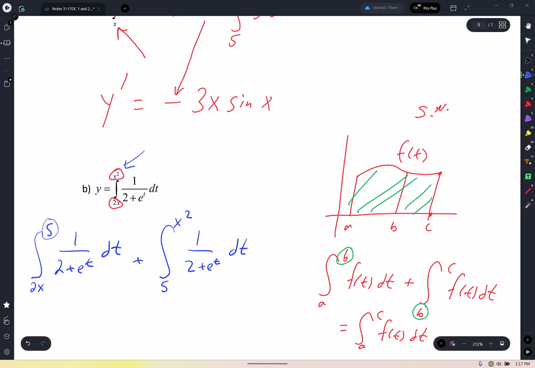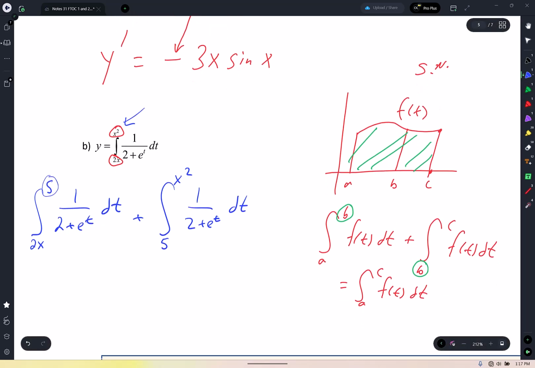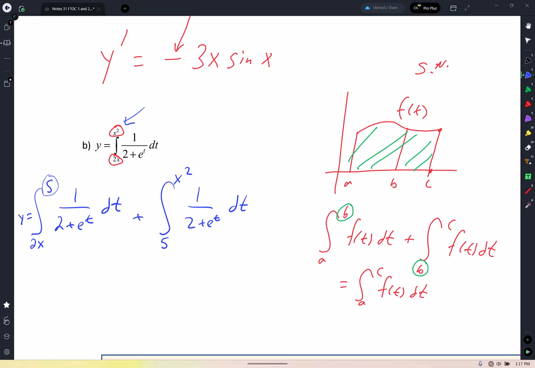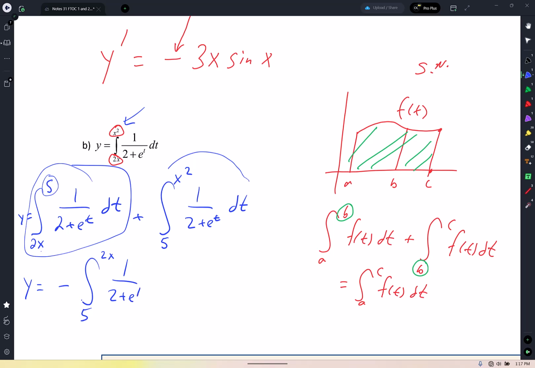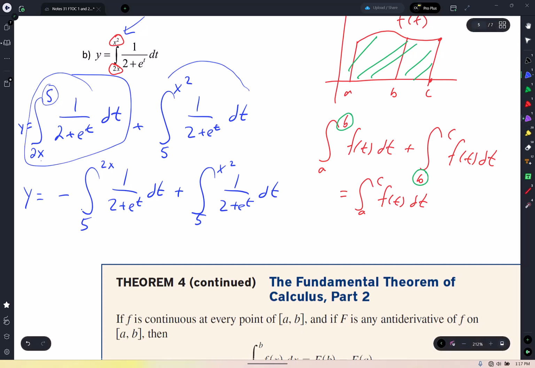I am ready. Here we go. What am I ready for? I'm ready to take a derivative. This one right here, I need the lower limit to be a constant. So I'm just rewriting it. y equals negative in the front, integral from 5 to 2x, 1 over 2 plus e to the t dt, plus, and then this one I leave alone, 5 to x squared, 1 over 2 plus e to the t dt. Now I'm ready. All right, I'm going to write y prime equals.